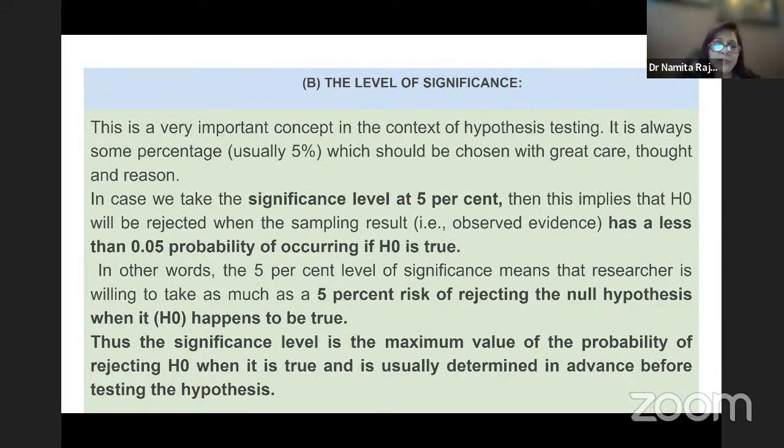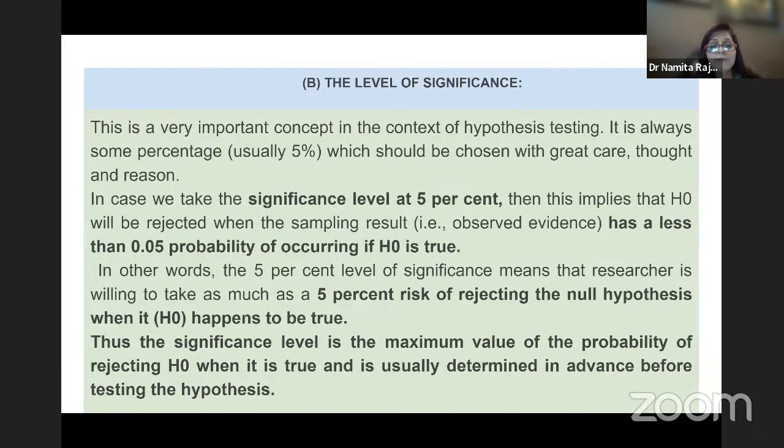The second is your level of significance. This is a very important concept in the context of hypothesis testing. It is always some percentage you will keep in mind: 1%, 5%, 10%, and usually the most favored is 5%, which should be chosen with great care, with thought and a reason. If we take a significance level of 5%, this implies that the null hypothesis will be rejected when the sampling results have a less than 0.05 probability of occurring if the null hypothesis is true.